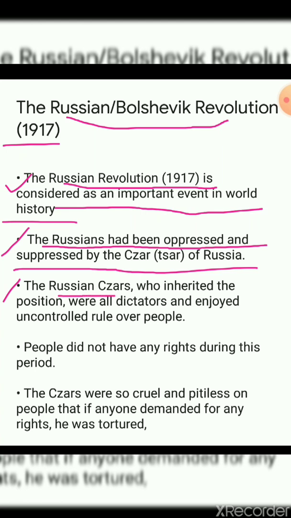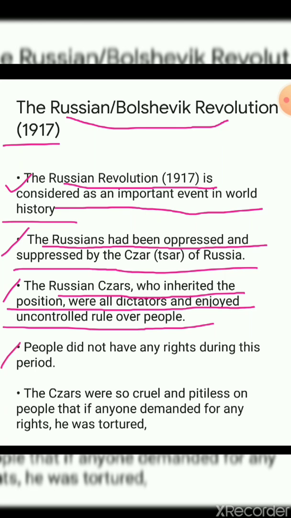Next, the Russian Caesars who inherited the position were all dictators and enjoyed uncontrolled rule over people. What they are saying here is that the Russian Caesars inherited, matlab from forefathers, the position. They were all dictators. They were said to be rulers and enjoyed uncontrolled rule over people. Whatever they liked, they were doing it. Who? The Caesars of Russia.